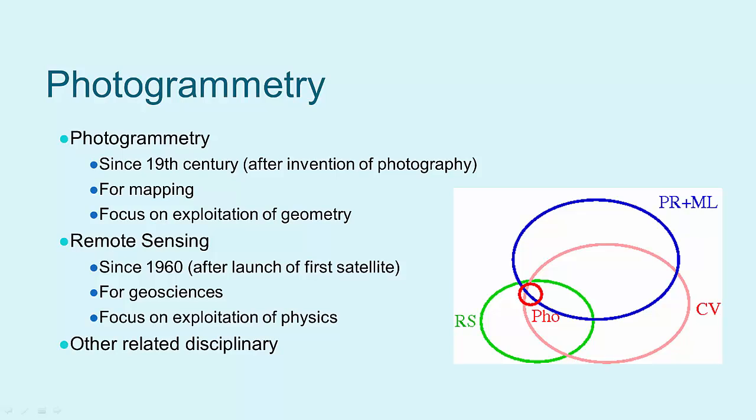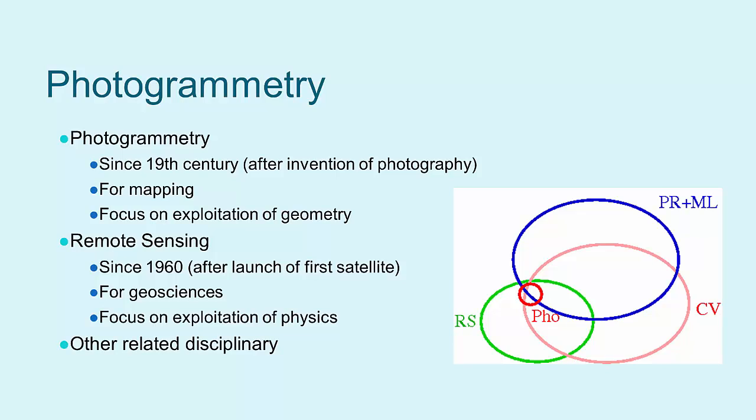Compared to photogrammetry, remote sensing is a relatively new discipline. It started in 1960 after the first satellite was launched. Remote sensing focuses more on the acquisition of information about an object or phenomenon using physics, whereas photogrammetry focuses on the exploitation of camera geometry.